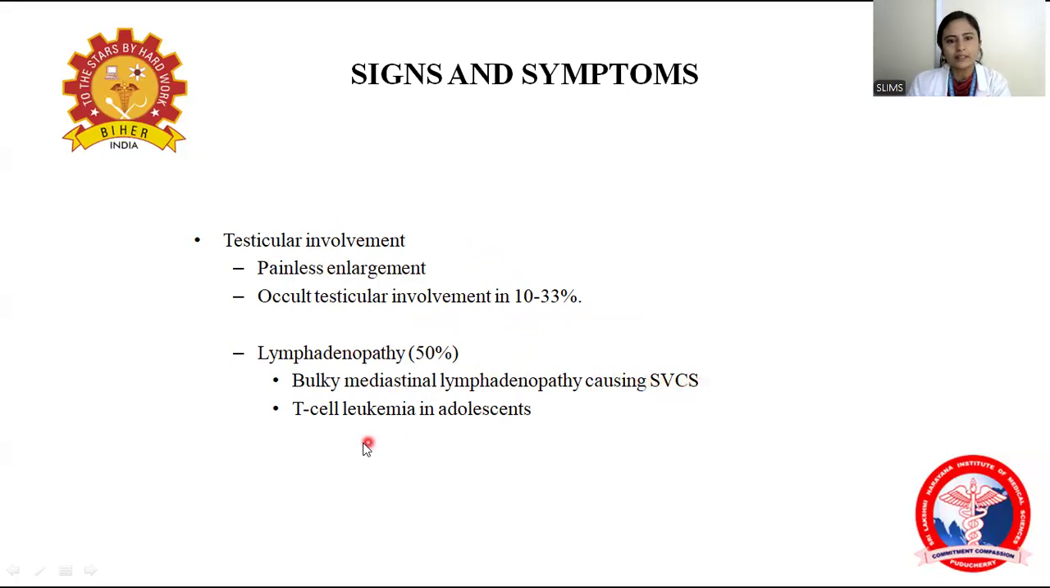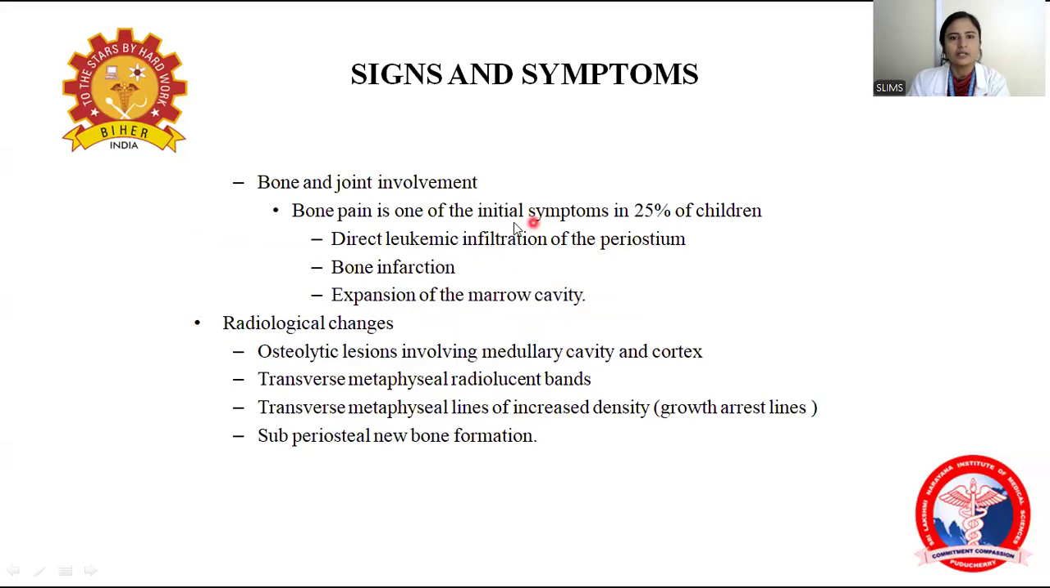This is more common in T-cell leukemia in adolescents. If they involve bone and joint, they will present as bone pain. This bone pain is one of the most common initial symptoms in 25% of children. Why is it so? It's because of direct leukemic infiltration of the periosteum, direct bone infarction, or expansion of the marrow cavity, which leads to the bone pain.